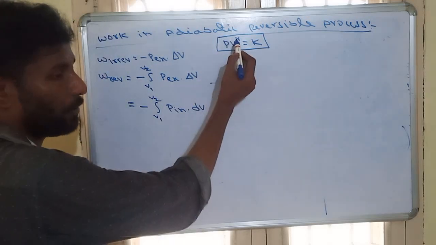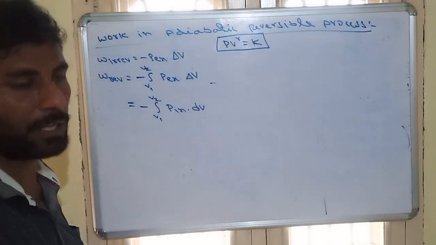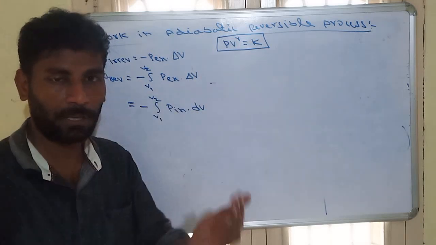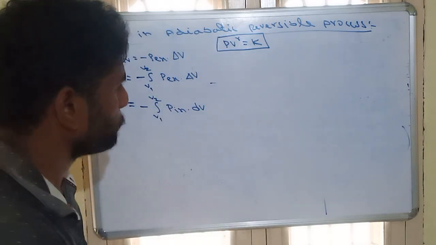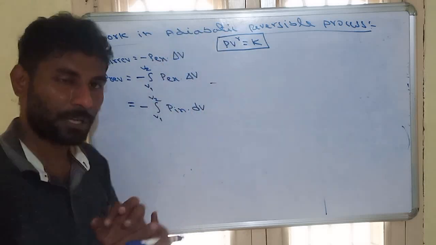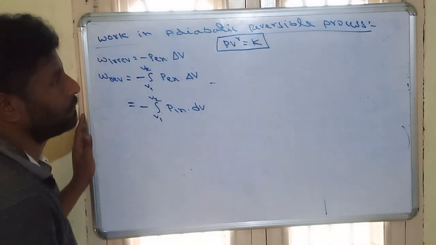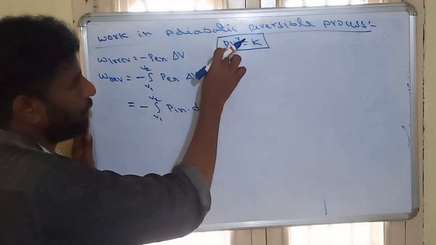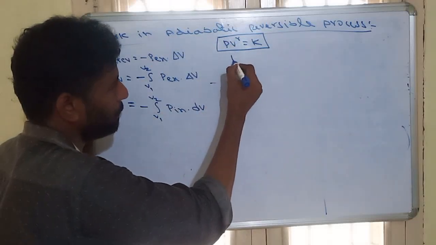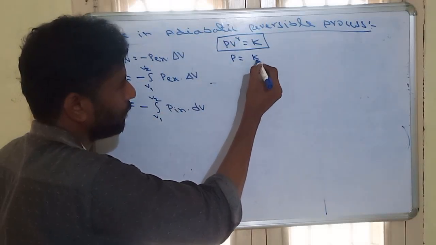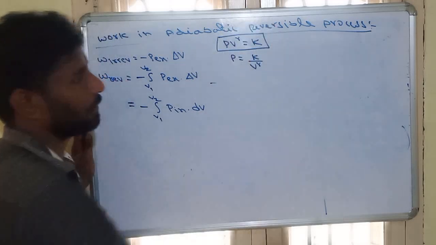So this value depends on the nature of the gas we are taking. It can be monoatomic, diatomic or polyatomic, so depending on that, gamma values are applicable. So PV^gamma is equal to a constant. So if we have to calculate P from this, P is equal to K by V^gamma.